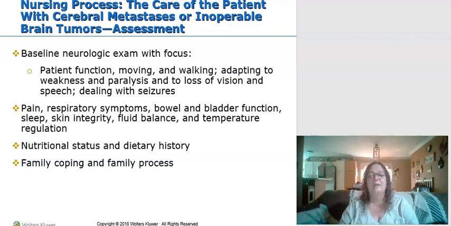So we want to make sure that they get good, oh God, I'm having a moment here. It's the word I'm looking for. Palliative. There it is. Found it. Good palliative care. We want to make sure that we're treating their pain, their respiratory systems, bowel and bladder functions, sleep, skin integrity, fluid balance, and temperature regulation. Do nutritional status and dietary history. How's their family coping and their family processes.